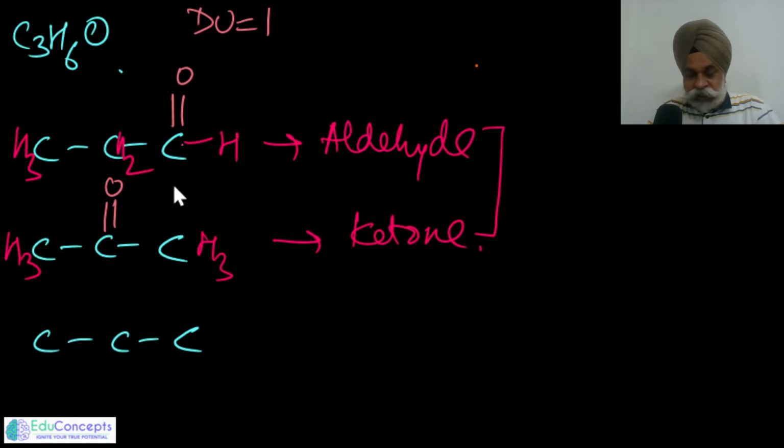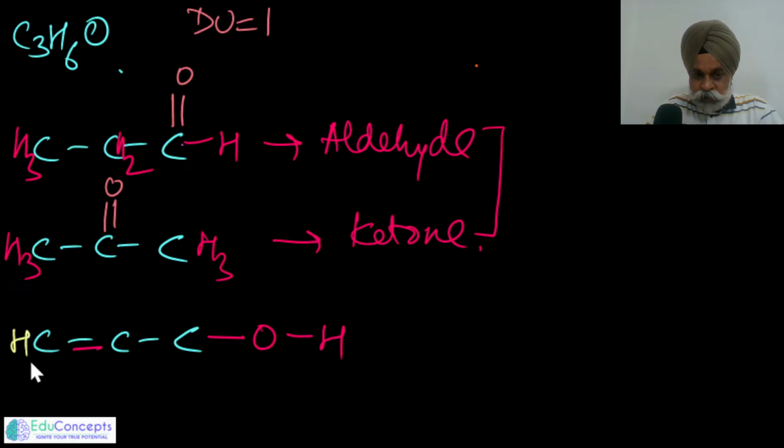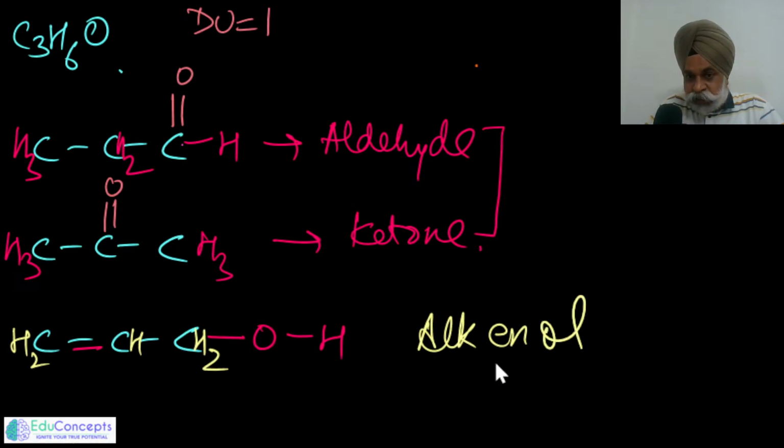But the story doesn't stop here. Somebody else can use it like this also. Somebody can use the oxygen like this and create a double bond here. Now if I do the bonding here, placing the hydrogens wherever required, in what class of compounds would it fall? It would fall into the category of alkenol. There is an ene and an ol. So this would be classified under the category of alkenol.